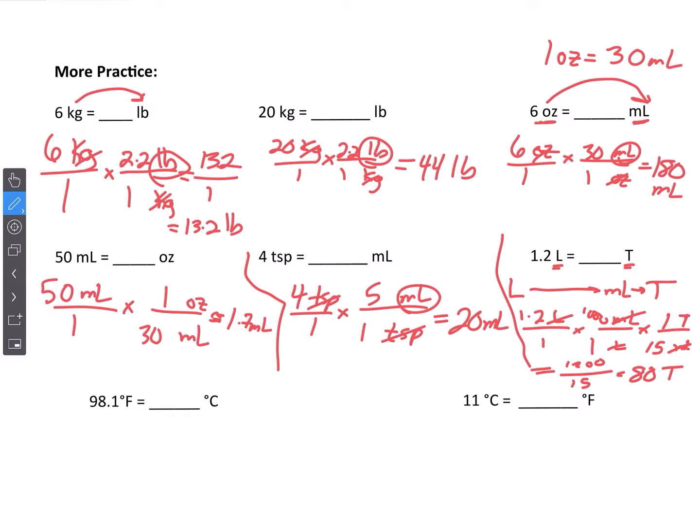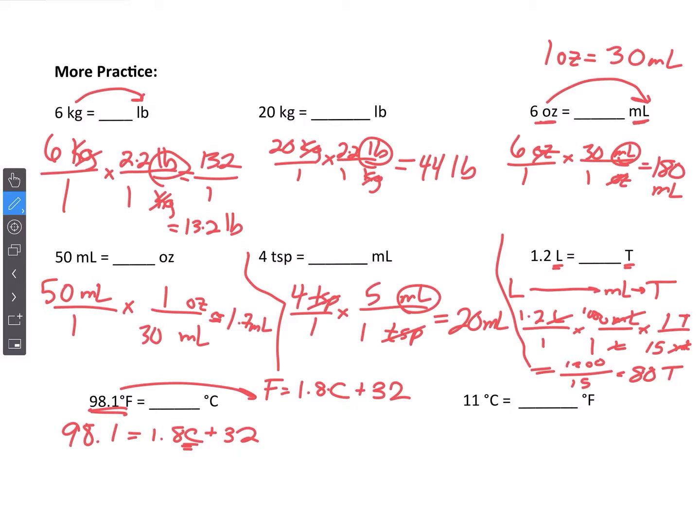The final 2 problems, I'm going to use the formula Fahrenheit equals 1.8 times Celsius plus 32. I need to solve for Celsius in this example, so I'm going to plug in 98.1. I'm going to plug that into F. 98.1 is equal to 1.8 times Celsius plus 32. So think about what we would need to do to get the Celsius by itself. If we knew Celsius, we would have multiplied it by 1.8 and then added 32.